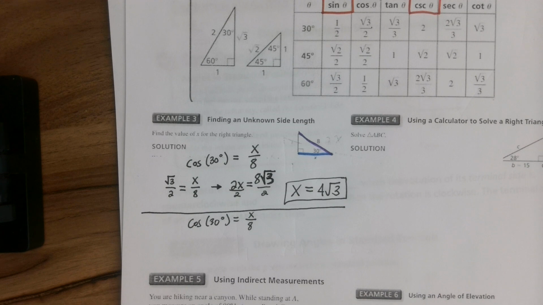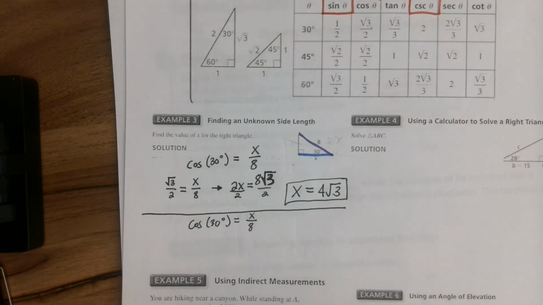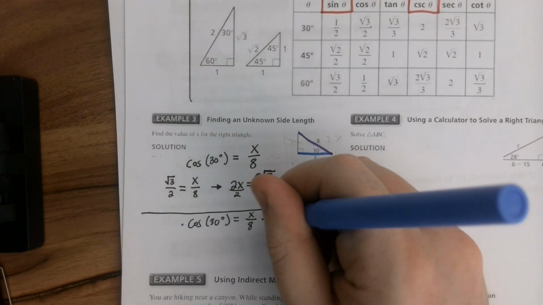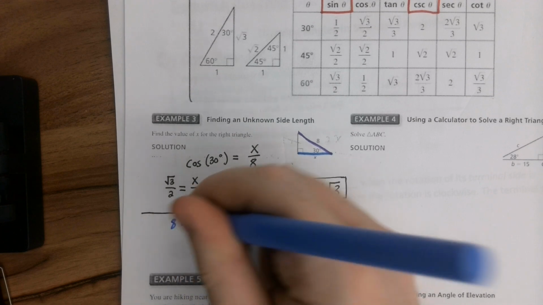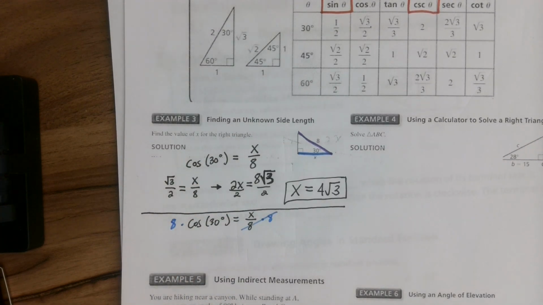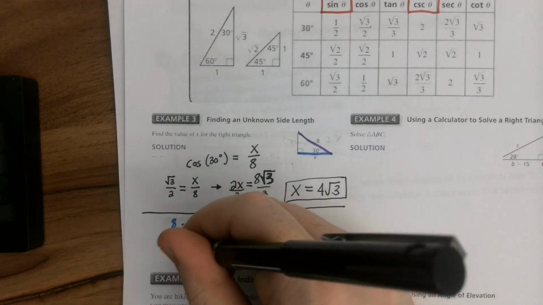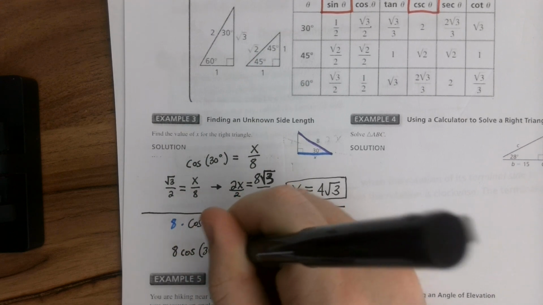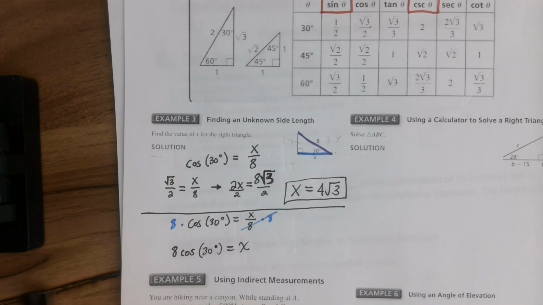If you don't know the table, it's okay. There's another method. The other method is to solve this algebraically. This is Algebra 2 after all. So how do we get x by itself? Well, we would just multiply both sides by 8. So we get that 8 times the cosine of 30, whatever that is, equals x.